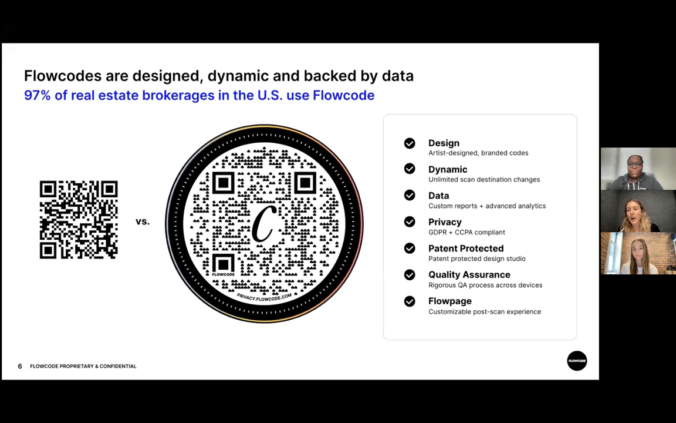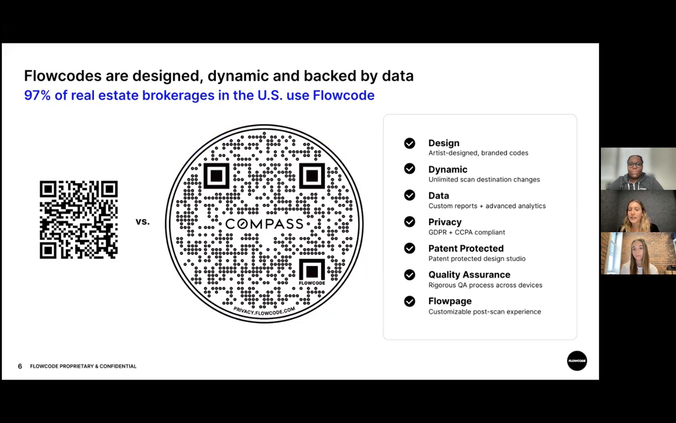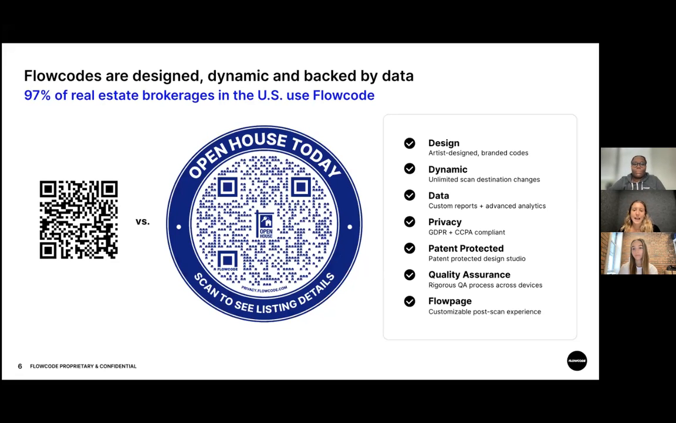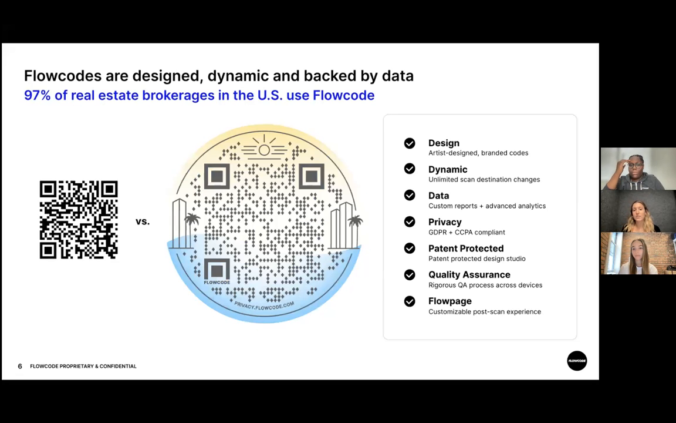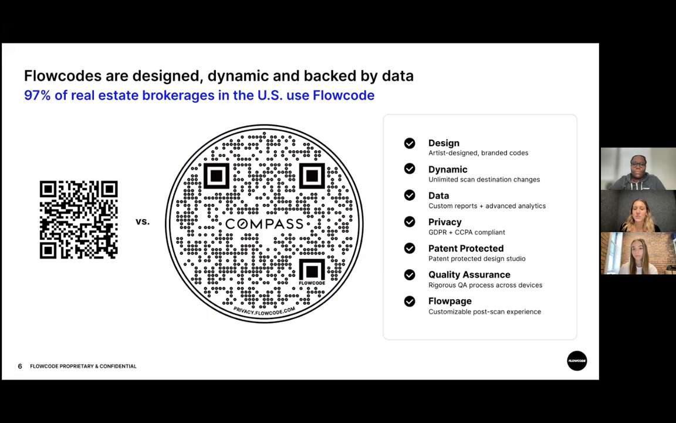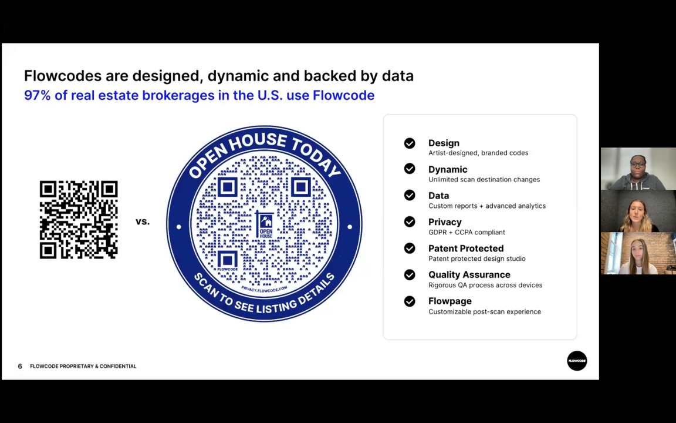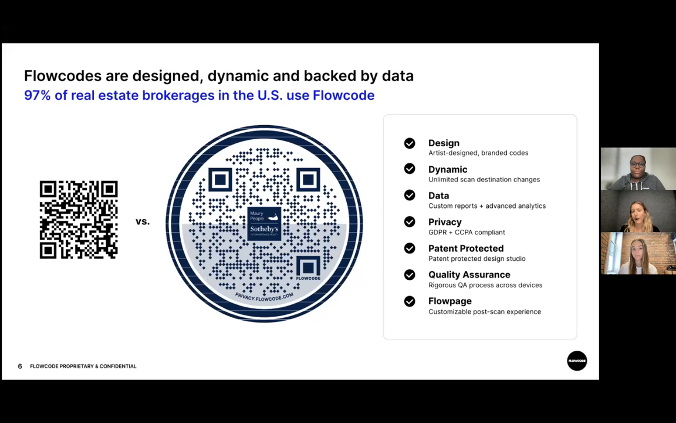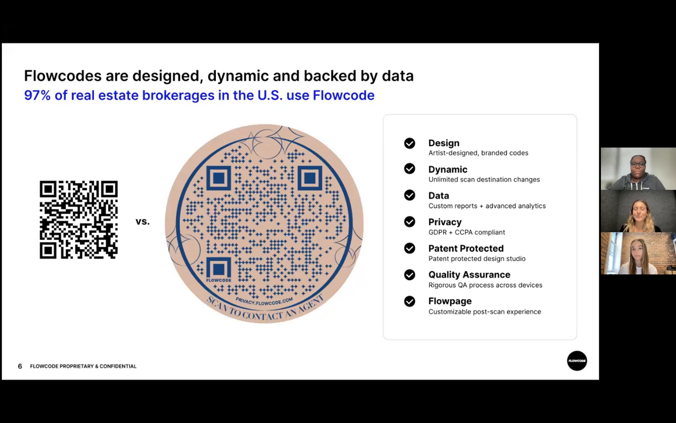Then privacy, we are the leading privacy compliant QR code on the market. We are GDPR and CCPA certified, which means we don't collect any personally identifiable information at the point of scan. So your customers can rest assured knowing that we're not going to take any of their personal information without them volunteering it. Next, we are patent protected. So you can see the iconic circle. You can also get a square within our platform as well, but the circle is patent protected with Flowcode.